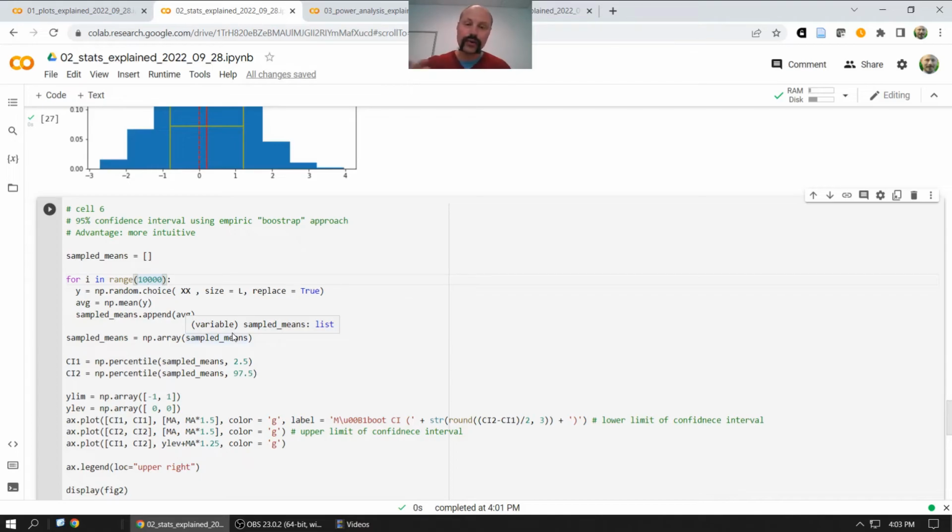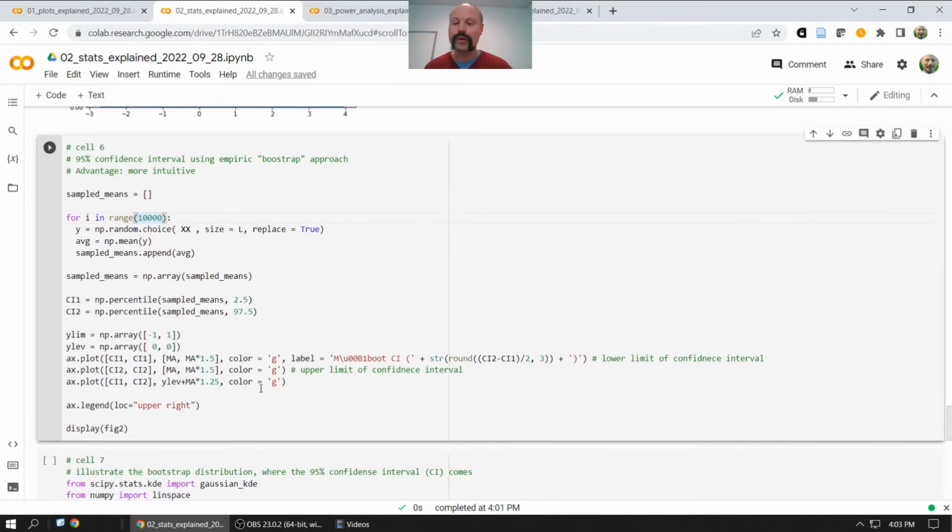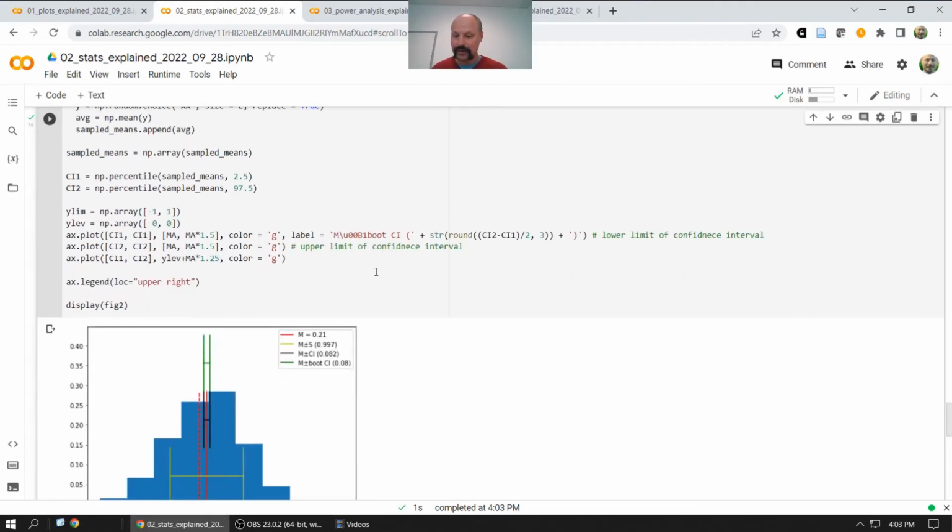So we cut off the smallest 2.5% and the largest 2.5% of the distribution. And we get exactly what we need, the 95% confidence interval. Let's see what happens when we do it.